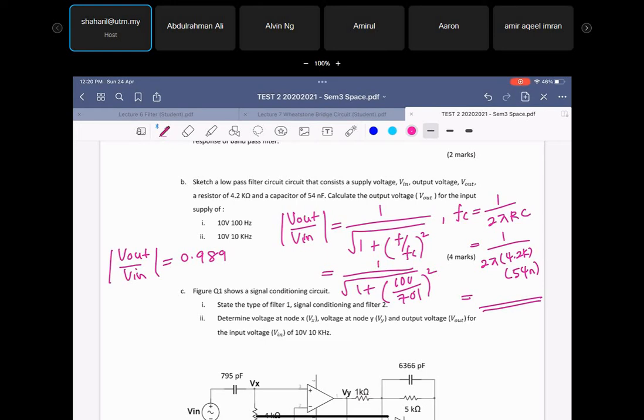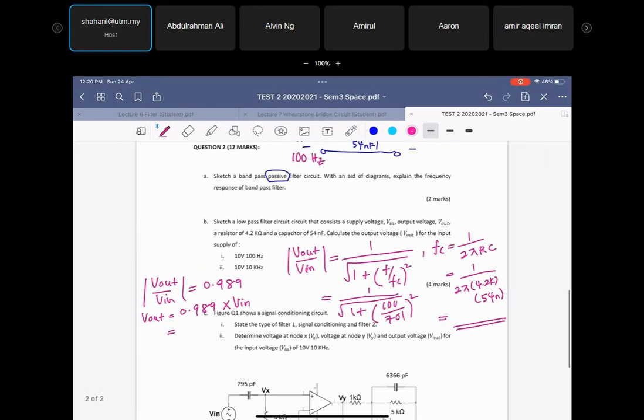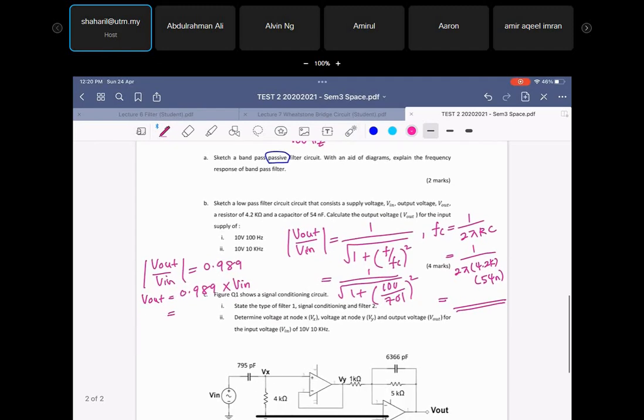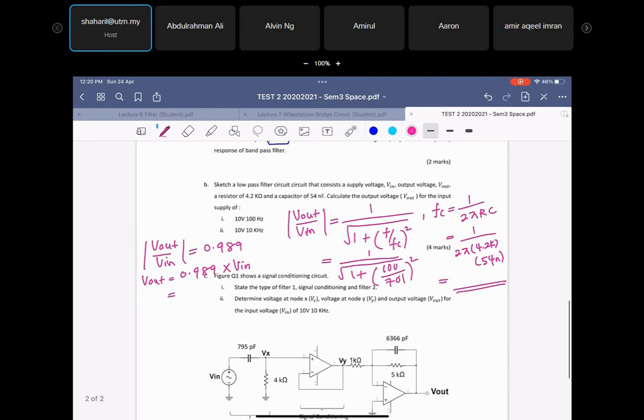All right. So you want to find the V out. That means the V out, so 0.989, you need to times with the V in. So in this case, your V in right now is equal to 10 volt, right? 10 volt. That means 9.89 volt.